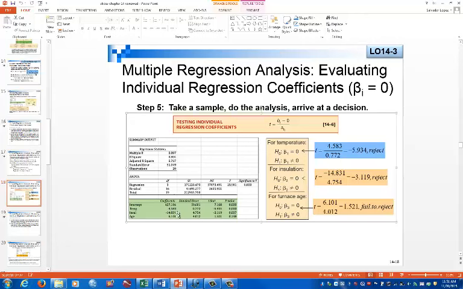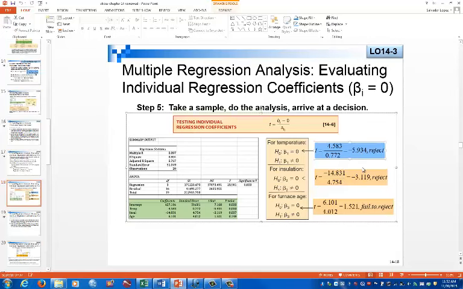Well, you take the temperature coefficient, minus 4.583. The standard error is right next to it, 0.772. You don't need to calculate it. And that gives you a test statistic, or t-stat, of minus 5.934, which is here too. And then do the same for the next one, minus 14.831 divided by 4.754 equals minus 3.119. And the last one, 6.101 divided by 4.012 equals 1.521.